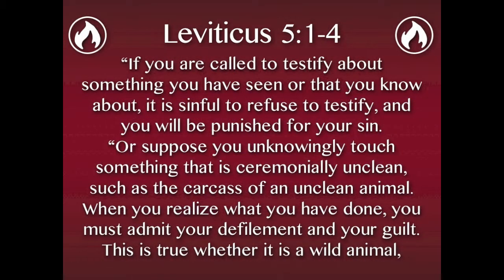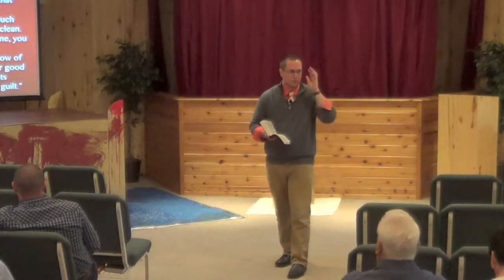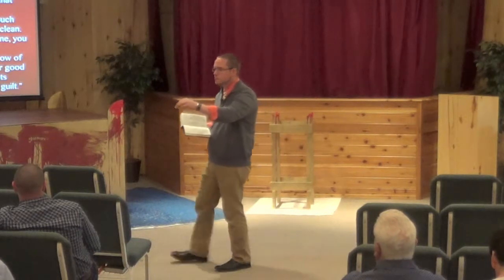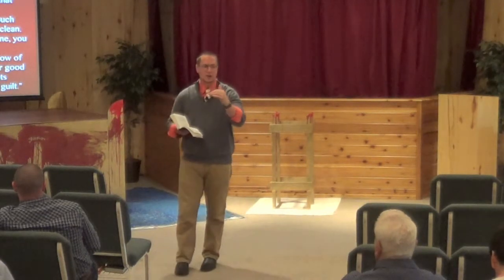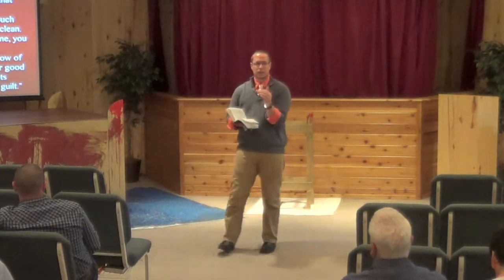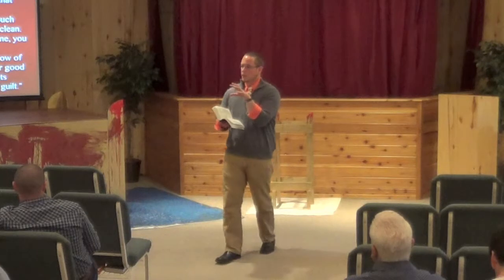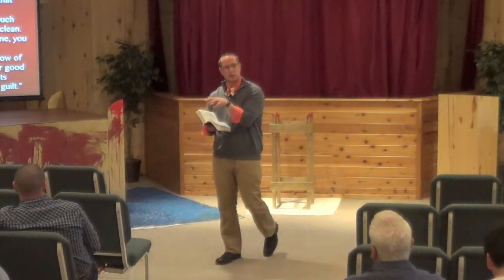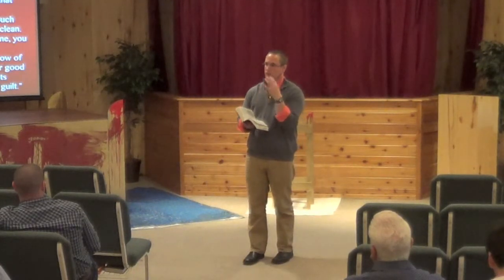Verse 2, or suppose you unknowingly touch something that is unclean, such as the carcass of an unclean animal. When you realize what you've done, you must admit your defilement and your guilt. This is true whether it's a wild animal, a domestic animal, or an animal that scurries along the ground. So if perhaps you are starting to cut up meat that you're going to cook over a fire, and you realize, oh wait, this is the wrong kind of animal. This is an unclean animal. Check chapter 11, which we'll get to in 2 weeks. If you realize this is the wrong kind of animal and you've become unclean, then you have to come offer the sacrifice.